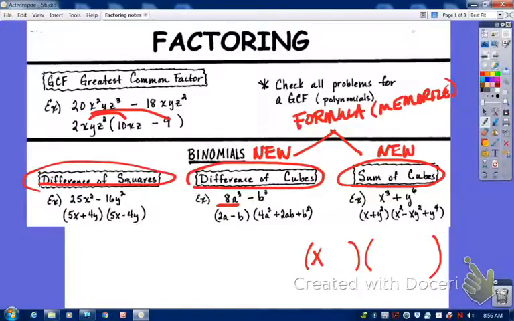This time the sign is plus. What is the cube root of y to the 6th? Y squared. Okay, that's how you get your binomial. You take the first term in your binomial and you square it. So x squared. You take the sign that's in your binomial and change it. So that middle sign is going to be minus if the sign in the binomial is plus.